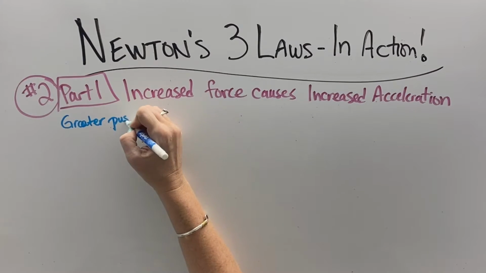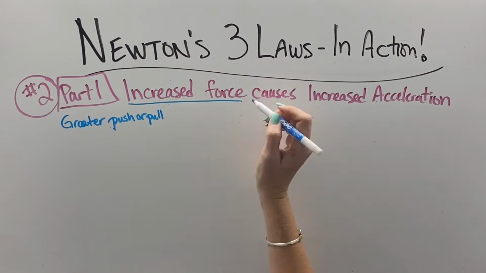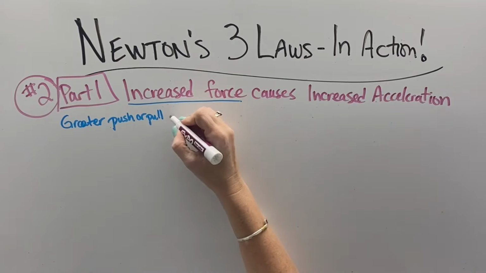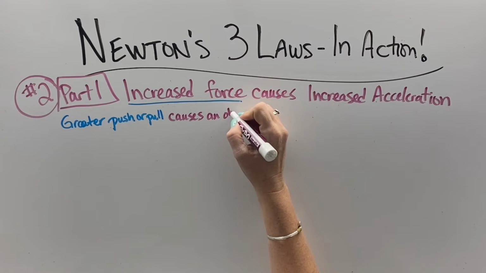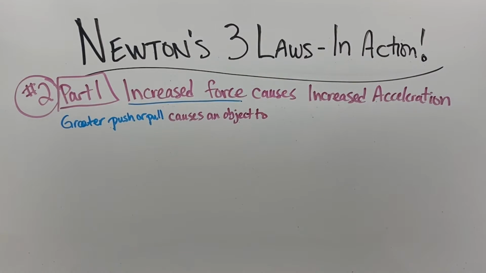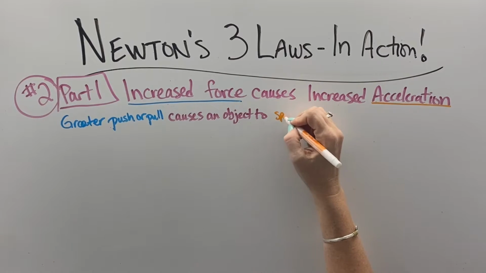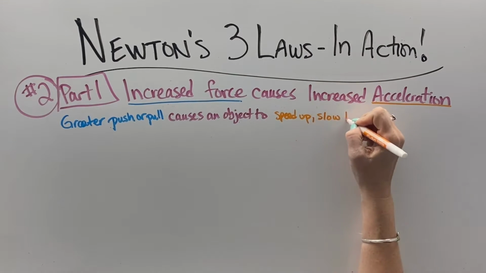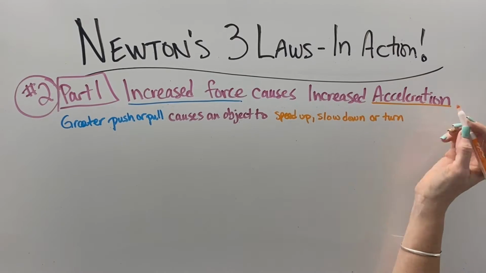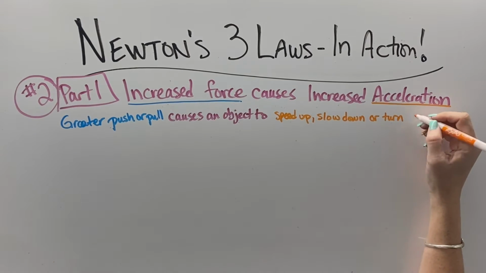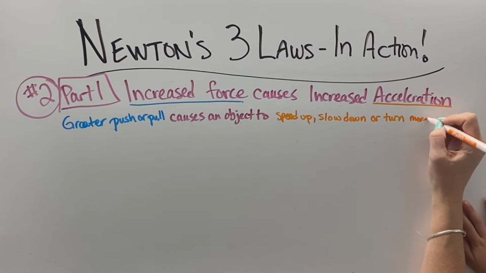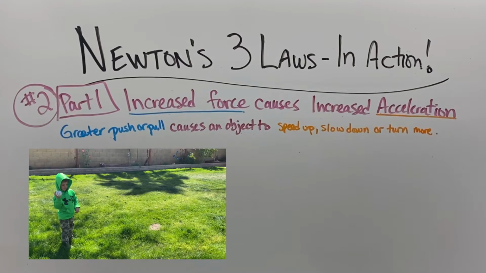So Newton's second law has two parts. The first one is that increased force causes increased acceleration. When we talk about increasing force, we're talking about a greater push or pull. And this will cause objects to increase their acceleration, and acceleration means changing their velocity, so speeding up, slowing down, or turning, remember, because direction is a part of acceleration.